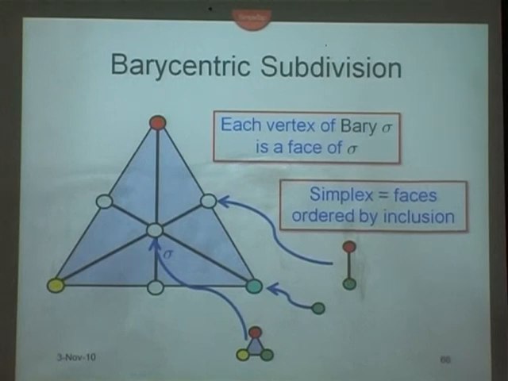A simplex of a barycentric subdivision is just a set of faces ordered by inclusion. So you take the faces of the simplex, which have an obvious partial order based on inclusion. You take all the chains of faces ordered by inclusion, and those are simplexes of the barycentric subdivision. So combinatorially, the barycentric subdivision is: you take the partial order of faces, you look at all the chains of ascending faces, and each one corresponds to a simplex of the barycentric subdivision.